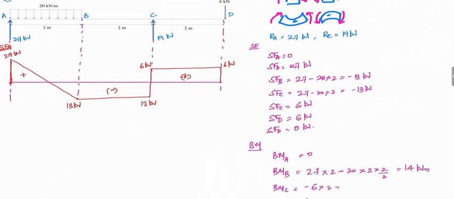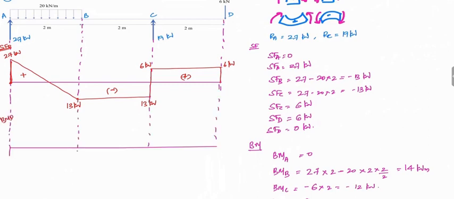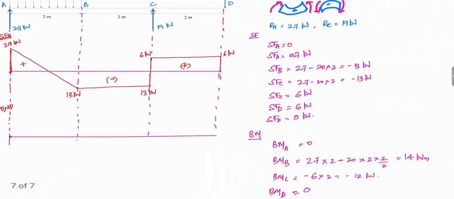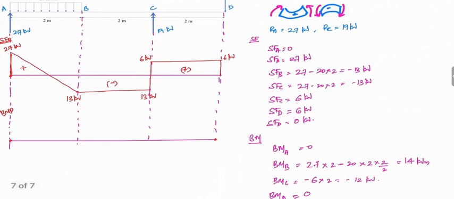which is minus 12 kN m. So if I draw the variation, this is your BMD. At A it is 0, at D also it is 0. In between B to C you have this value as plus 14. So this is 14 kN m, and at C you have this value as minus 12 kN m, that is 12 kN m over this point.